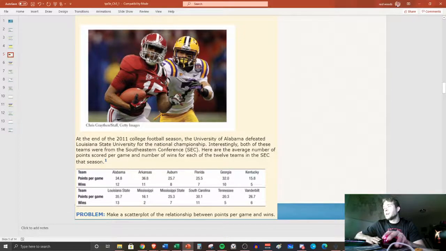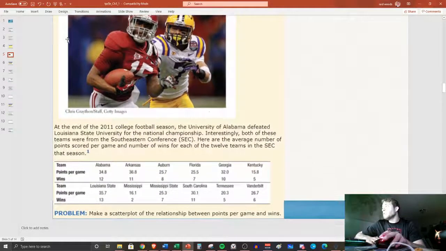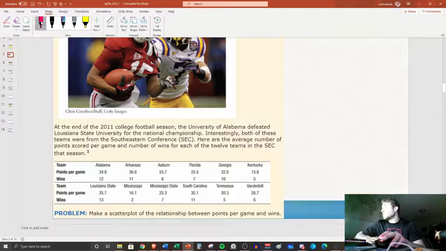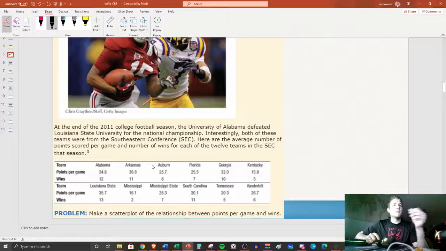So I'm going to zoom in on this data here. And the first thing that I want to do is ask you which one would be the explanatory and which one is the response. And really I'm just going to pause it here, and you're going to answer this. Which one of these variables, points per game or wins, is the explanatory variable? Which one is explaining the other? Okay, so I'm going to pause and let you decide that.